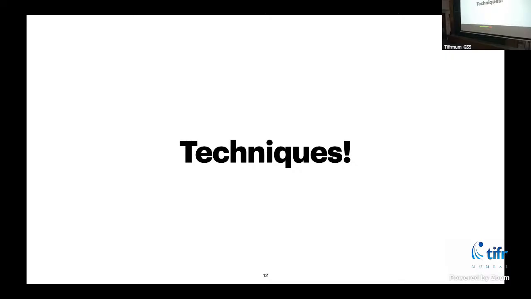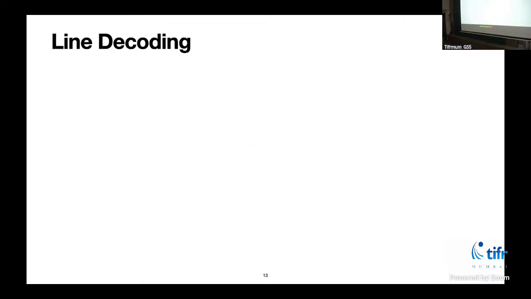Good. So techniques. So one of the things that we do, which is kind of nice, is that we come up with nice definitions. Once you have these definitions, the proofs are very short. All the proofs are very modular. So that is something I really like. But okay, what are the techniques? One definition that we came up with is this definition of line decoding.